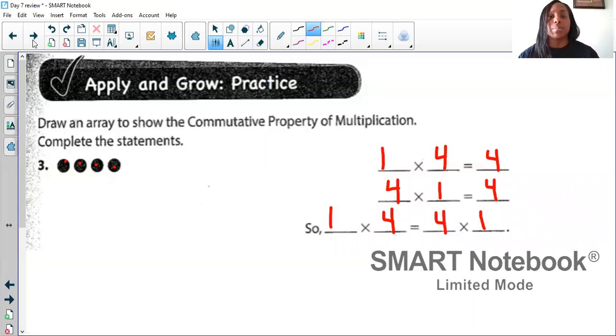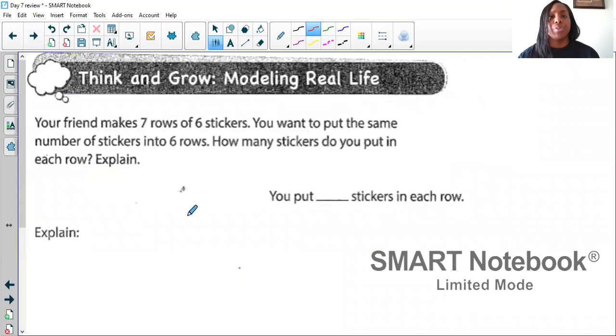Welcome back. Let's move on. So think and grow, modeling real life. So once again, remember, modeling real life means we're doing real world problems. So what is the real world problem that we are working on today? So it's showing us your friends make 7 rows of 6 stickers. You want to put the same number of stickers into 6 rows. How many stickers do you put in each row?